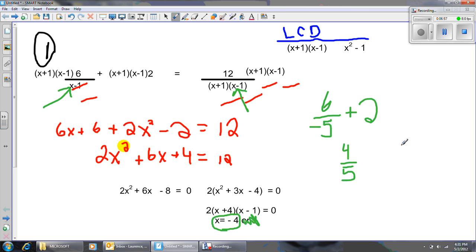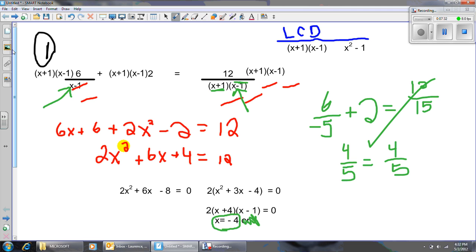Now the right-hand side is 12 over, x is going to be negative 4. So this quantity here turns into negative 3. That quantity there is negative 5, so that turns into 15. If I simplify 12/15, dividing both the numerator and denominator by 3, 12 divided by 3 is 4, 15 divided by 3 is 5, and sure enough, it works.